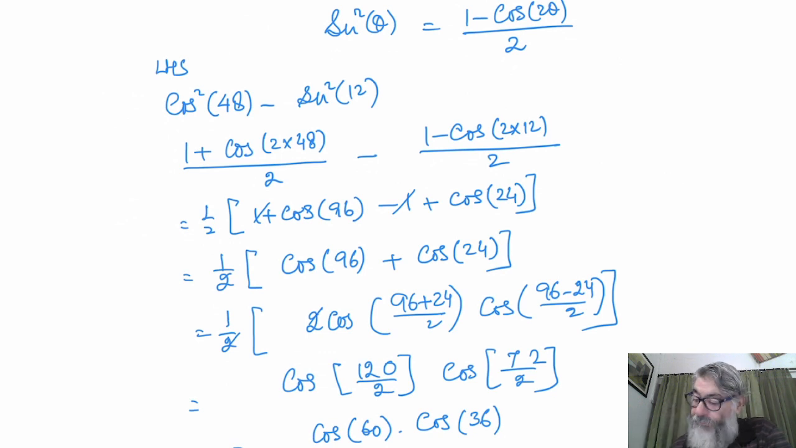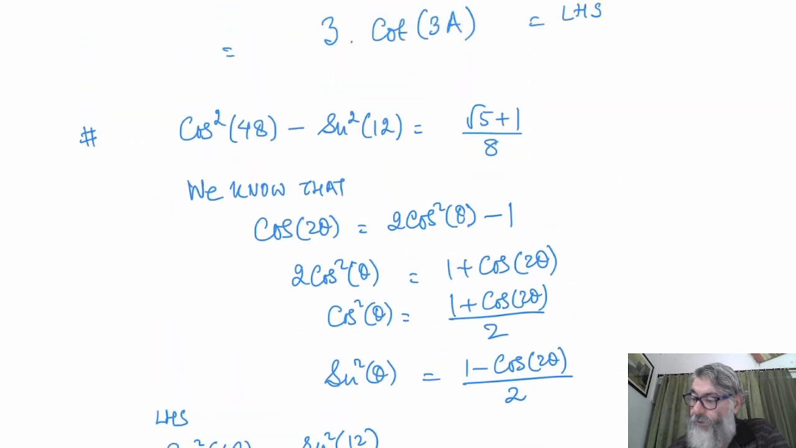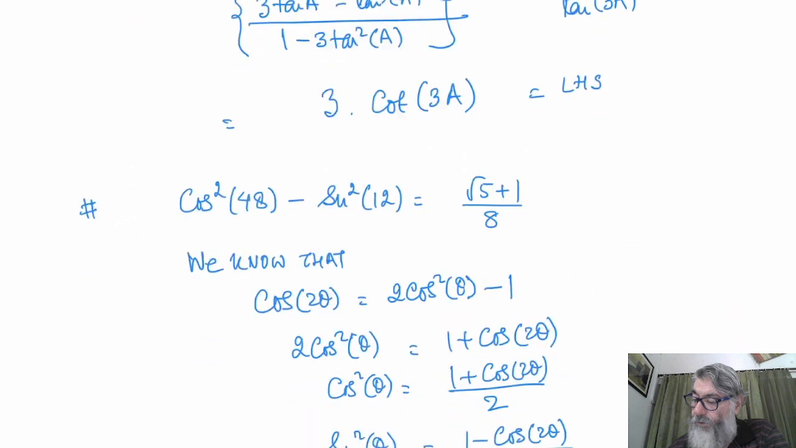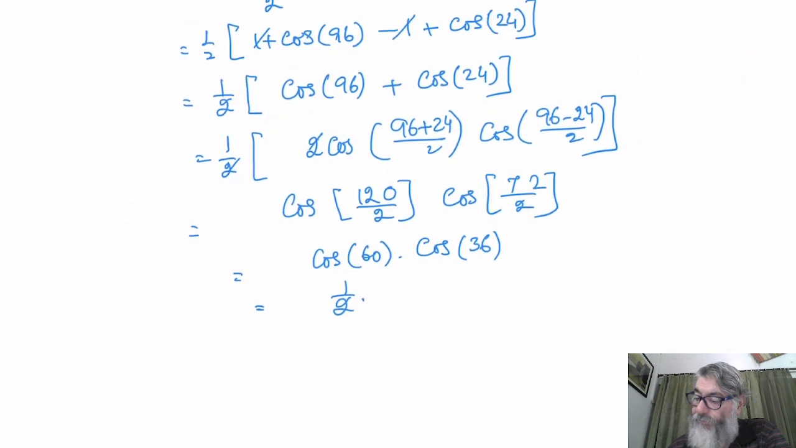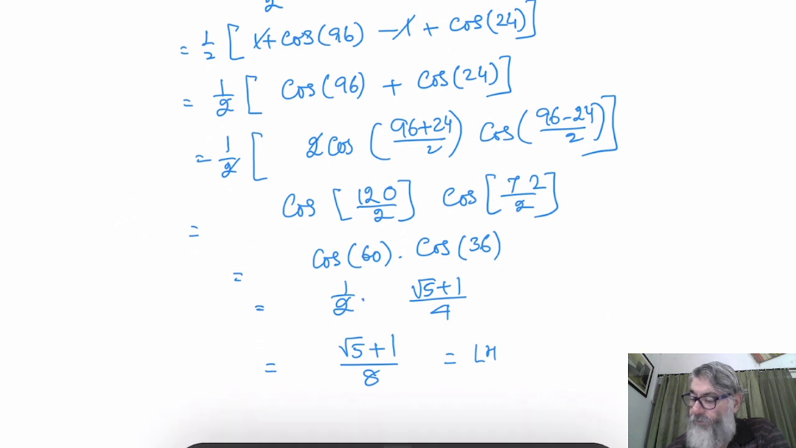You know the value of cos 60. The value of cos 60 is 1 upon 2, and cos 36 is root 5 plus 1 upon 4. These are special angles we had done. So your answer will be root 5 plus 1 upon 8, which is the right hand side. So it comes out equal to the right hand side.